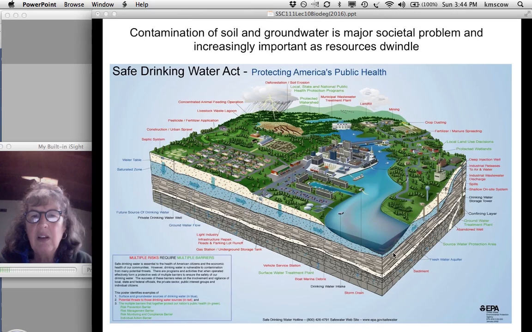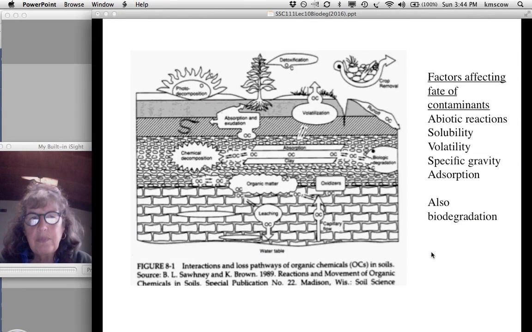So anyway, you can enjoy this picture as much as you want in your free time. Okay, so factors affecting the fate of contaminants. When a contaminant enters into the soil, and that's shown here by OC, an organic chemical, let's say it's a pollutant, let's say it's that PCB. When it goes into the soil, it can undergo a number of different fates depending on the chemical properties of that chemical. It can volatilize if it's got a high vapor phase, it can be absorbed by plants or earthworms or spit back out.